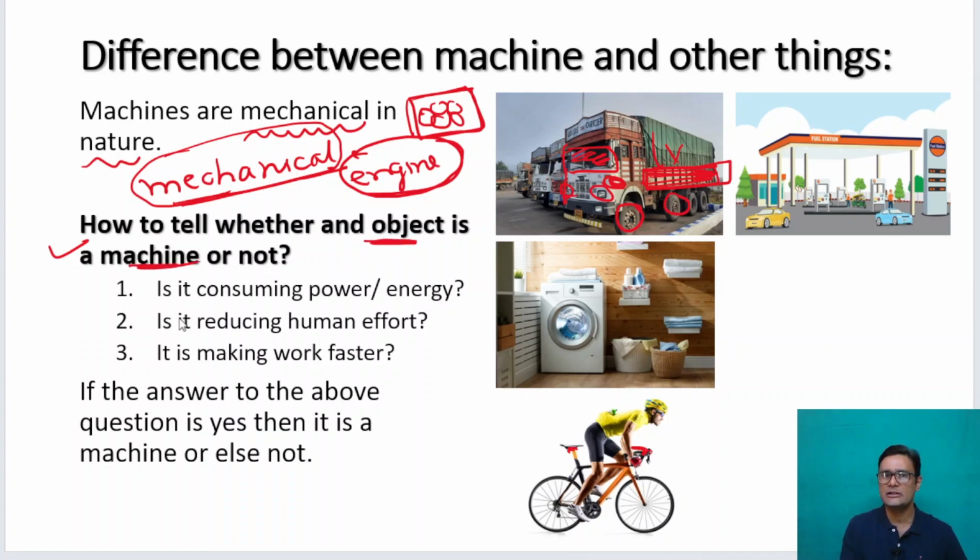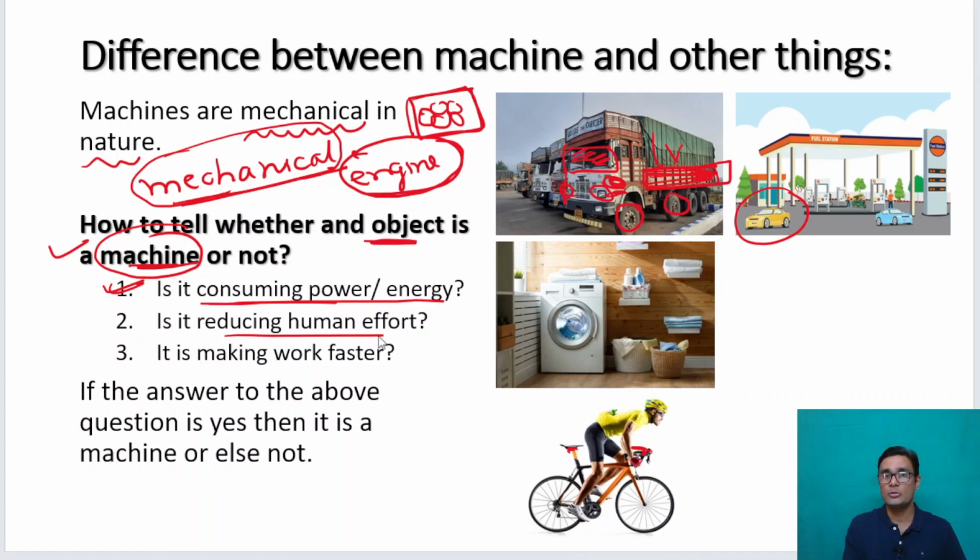First thing you have to ask yourself, is it consuming power or energy? Does a chair take power or energy? Does a table take power or energy? Does a bed take power or energy? Does a pen take power or energy? No. Those things you don't have to connect to a power source. But a computer requires electricity. A truck will require diesel. A car will require petrol. So if they are consuming energy, then it is a machine. If they are not consuming energy, then it is not a machine.